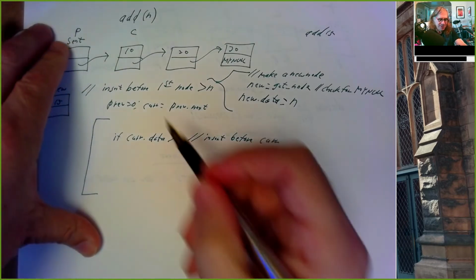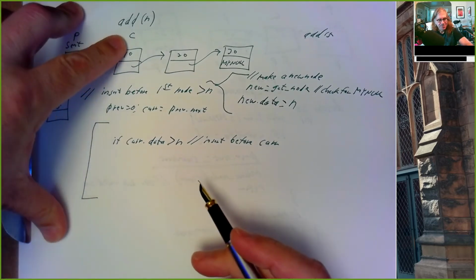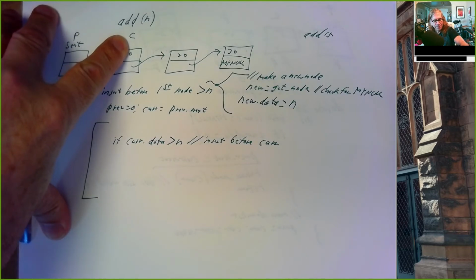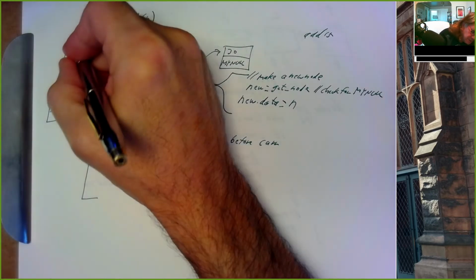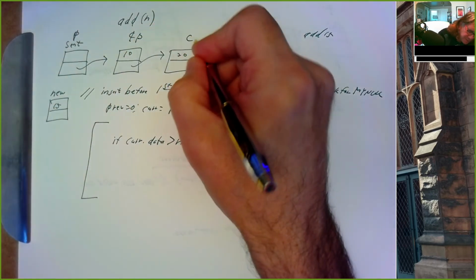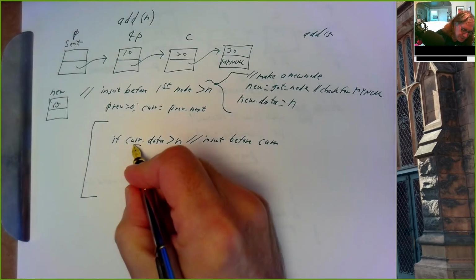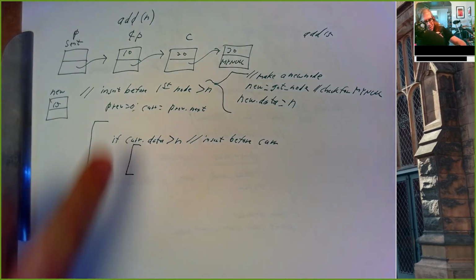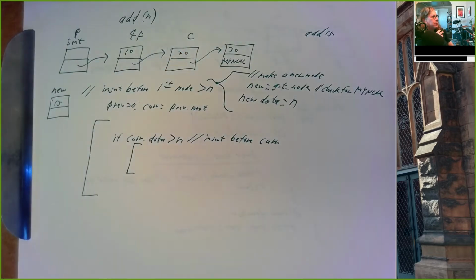Now we've initialized previous and current. We start iterating through our loop. If current data is bigger than n, then we're going to insert right before. So let's suppose we've gotten to this point where the current node is 20. So how do we do this insert? We need to change two things. We need to change this node to point to our new node, and we need our new node to point to what the previous node used to point to, which is current.